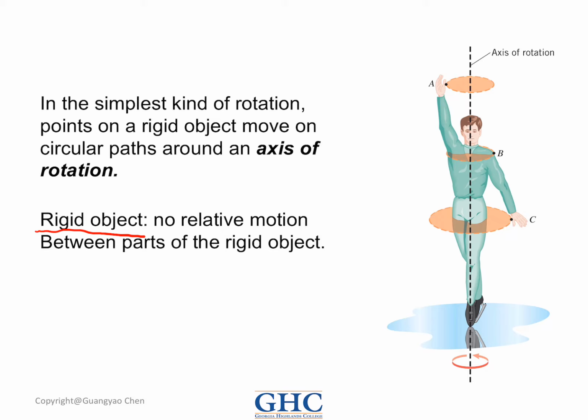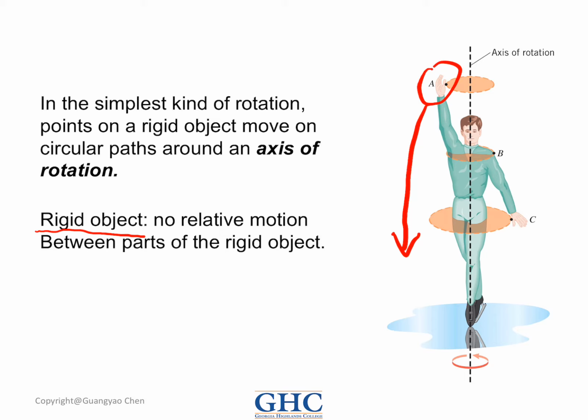Now let's look at this ice skater on ice. If he keeps this pose and spins, we would treat him as a rigid object. But if he puts his hand down, there is a relative motion between parts, which is his hand and the other parts of his body, then he's not a rigid object anymore. So a rigid object means there's no relative motion between any parts of the object.